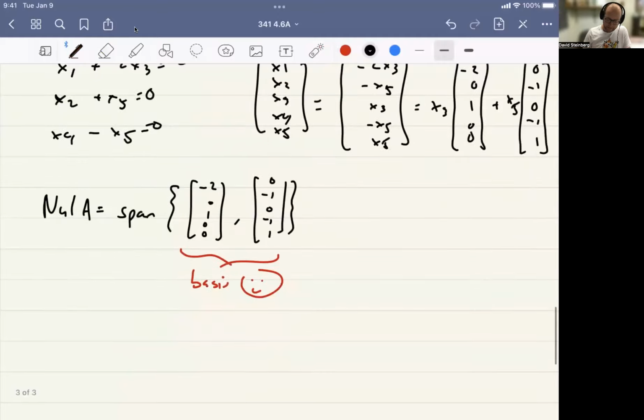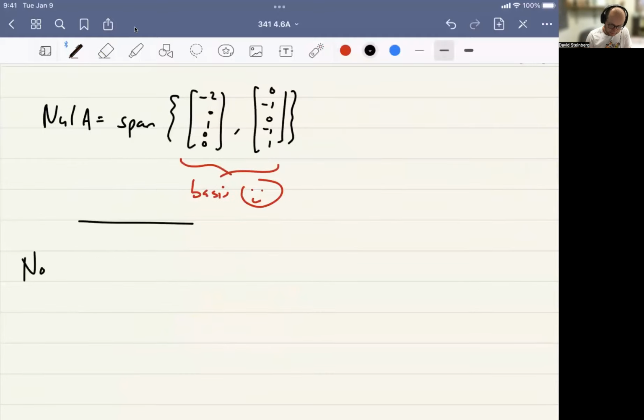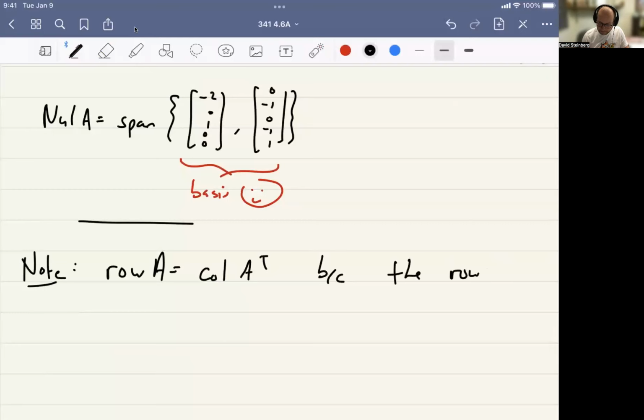And a quick note. That's the end of our example. So note the row space of A is the subspace of Rn spanned by the rows. But we know the rows of A are the same as the columns of A transpose. And so the span of the rows of A must be the same as the span of the columns of A transpose. So actually the row space of A is the same thing as the column space of A transpose. And this is because the rows of A are columns of A transpose.